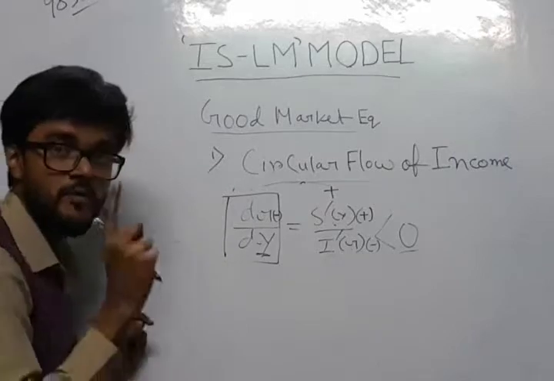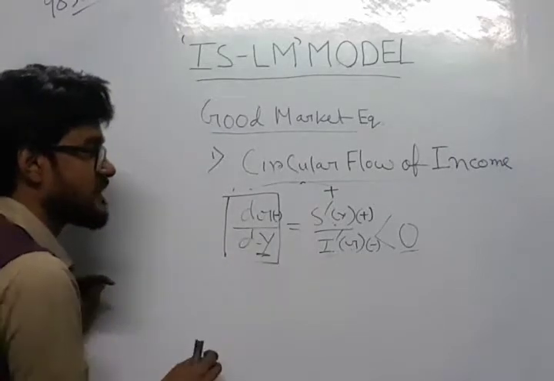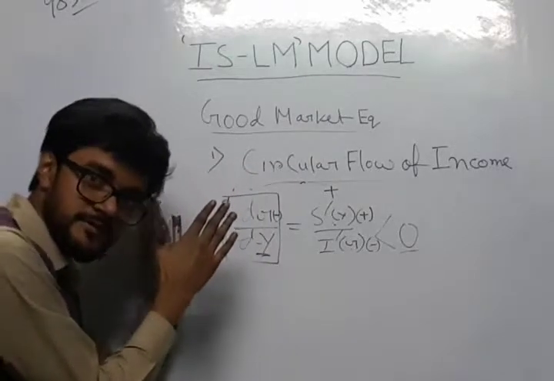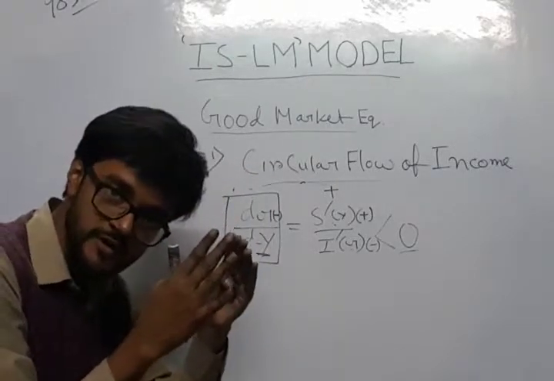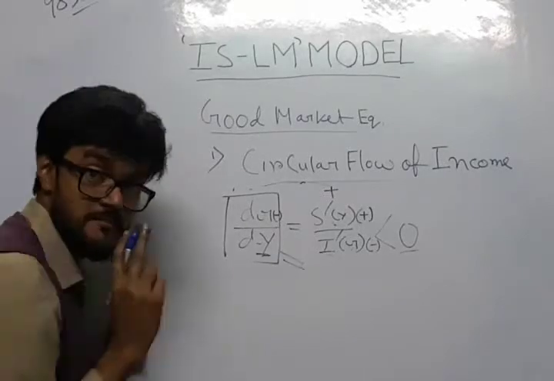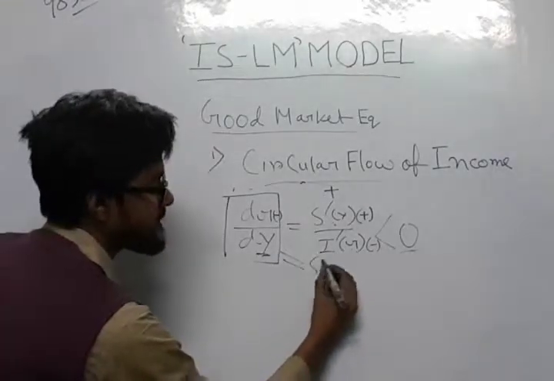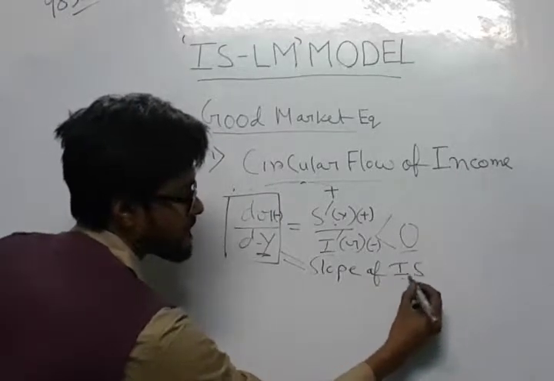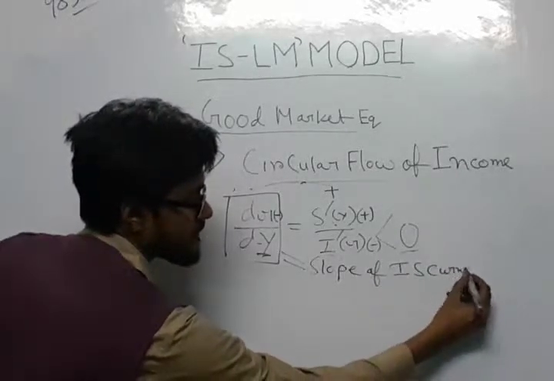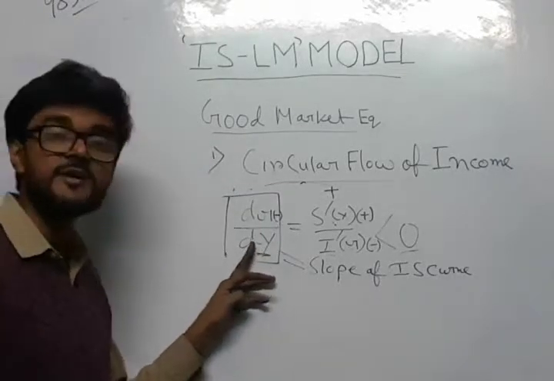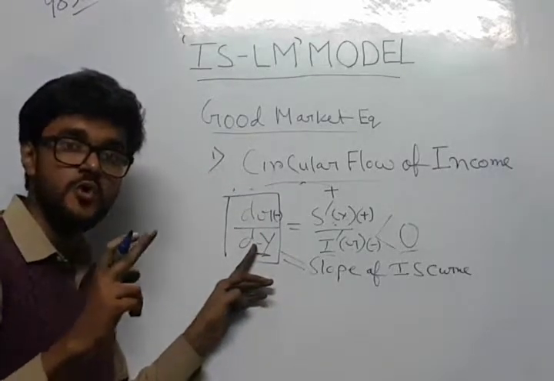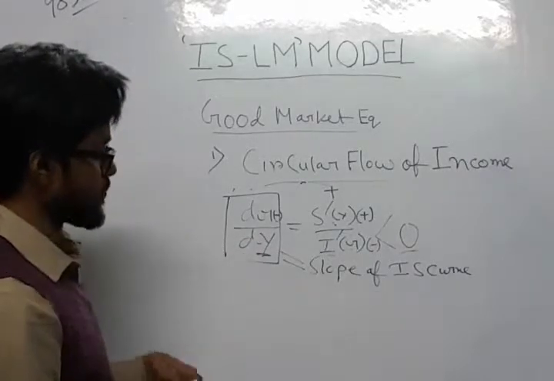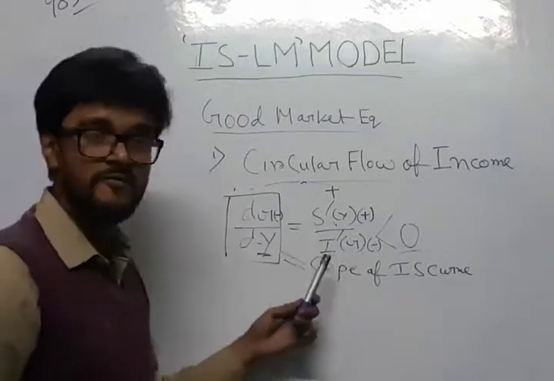Now we have to remember one thing. This dr by dy has come from the goods market equilibrium that we found from leakage equals injection. This is nothing but the slope of the IS curve. dr by dy is nothing but the slope of the IS curve. So here we have found the slope of the IS curve.